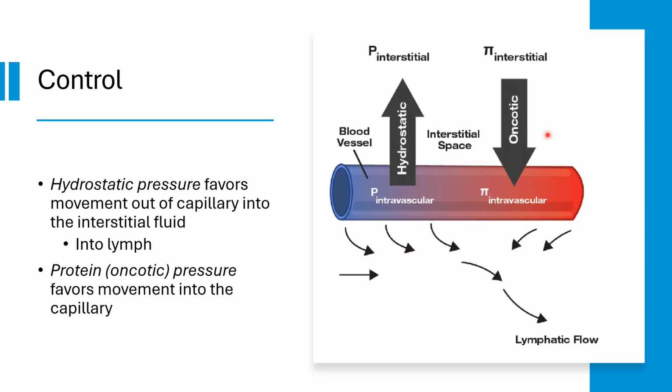Oncotic pressure, on the other hand, is protein pressure that causes movement into. So there are more proteins here. There are more proteins inside the cell than there are outside the cell. So all of the other little chemicals want to move inside the cell as a result.